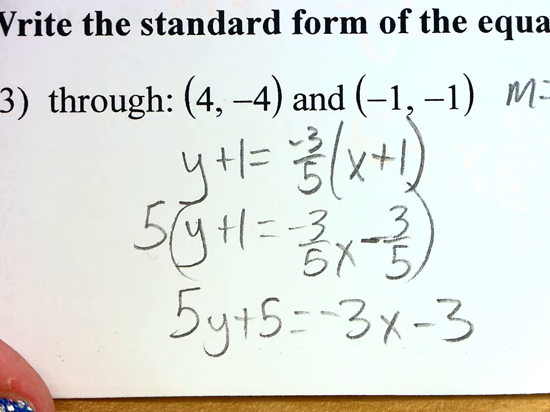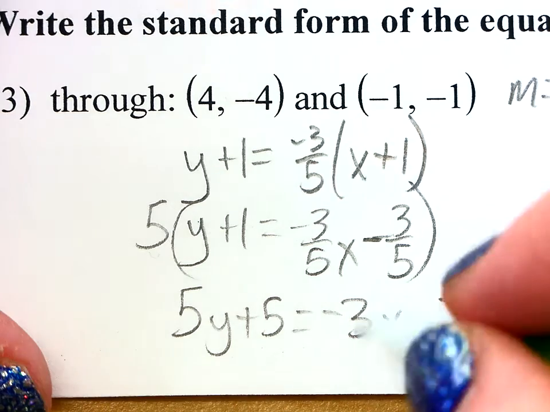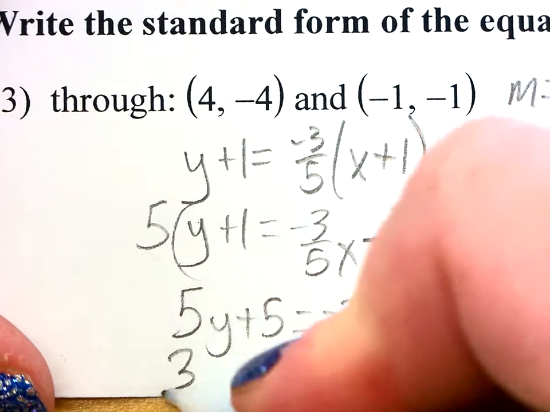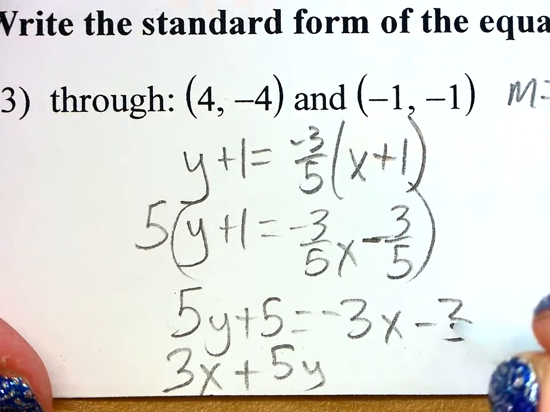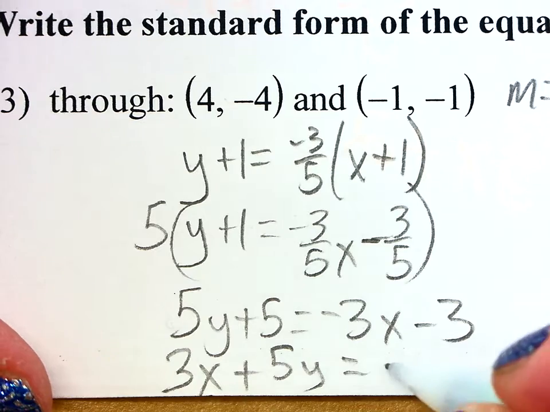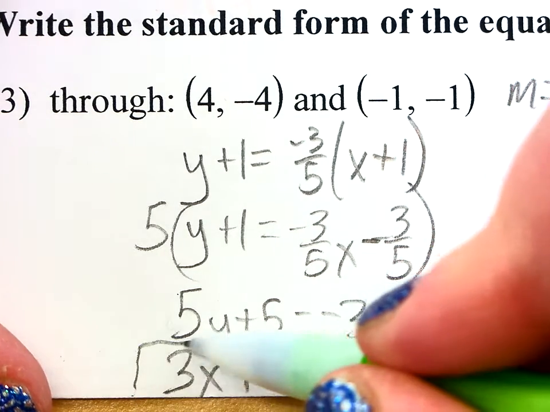Because now, if you remember, standard form is ax plus by equals c. So I want the x and y together on the left-hand side. All I have to do is add that 3x over and minus that 5 over, and I'm done. So if I add the 3x over, I'll have 3x plus 5y, and now minus that 5 over should get me equals a negative 8. And I'm done.